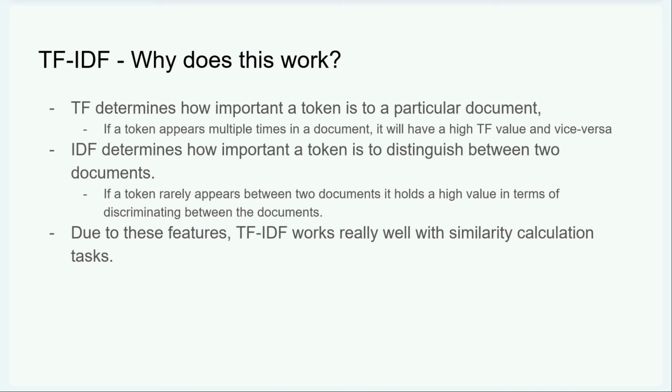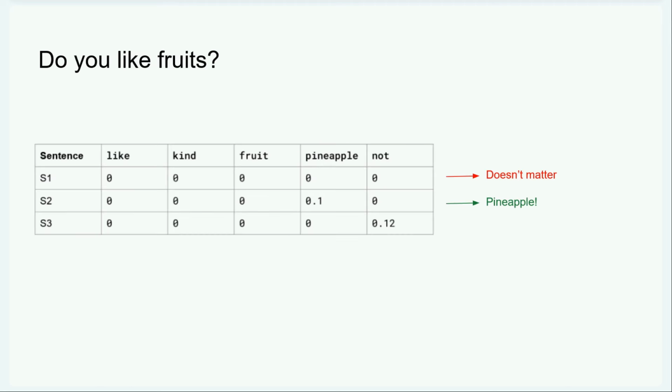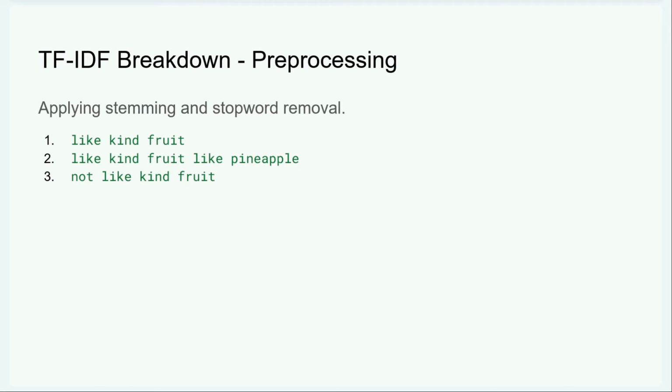On the other hand, what IDF does is that it determines how important a token is to distinguish between two different documents. So if you have two sentences, right? Let's say: I like kind fruit, I not like kind fruit. Consider the first and the third sentence. The only thing that differentiates the two is not. All the other words are appearing in both the sentences, but the only differentiator is not.